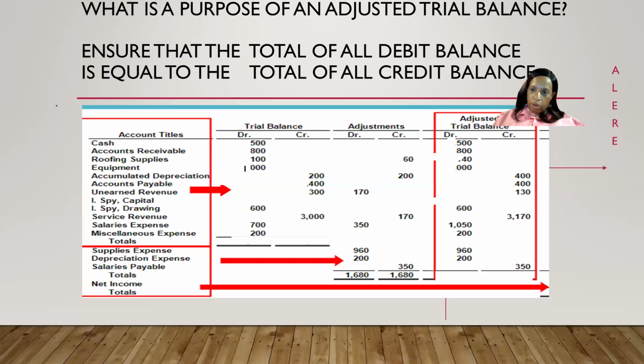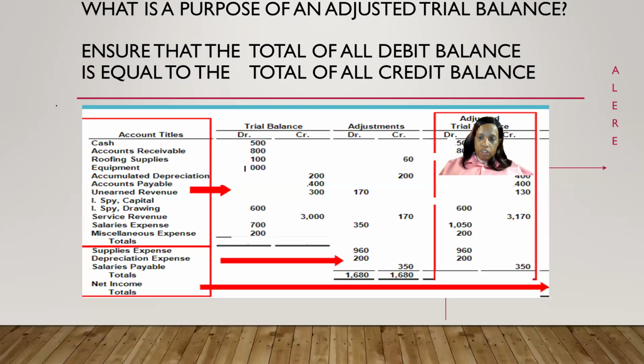Last time we talked about the adjusted trial balance. When we talked about it, we were asking why are we doing it? What is the purpose? The adjusted trial balance is to ensure that the total of all the debit balances is equal to the total of the credit balances. All right? Now, in this example right here, you see what we call an adjusted trial balance.